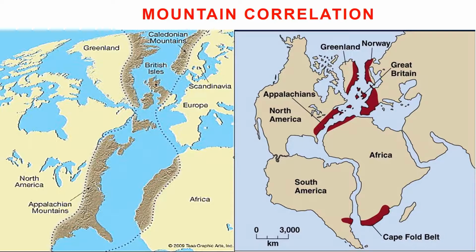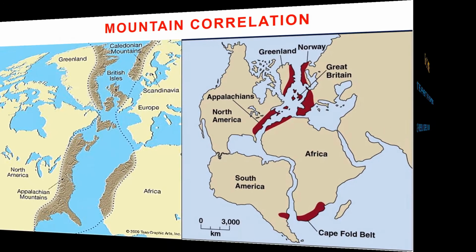Also, the Cape Fold belt of South Africa aligned perfectly with mountain ranges in South America. Wegener concluded that they formed as a single mountain range. This mountain range broke apart as the continents split up.